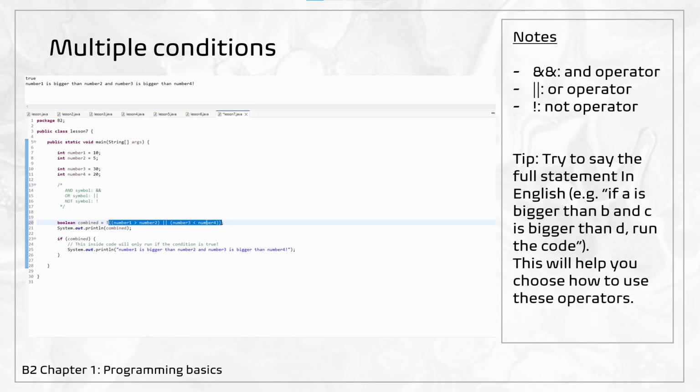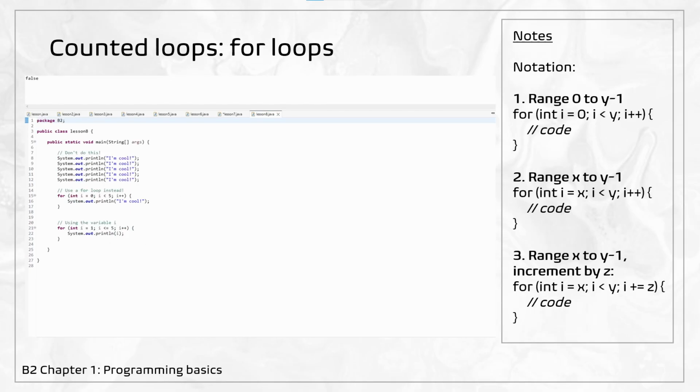So because this is true, and we put the not symbol over here, that means that this will become false. What if we wanted to repeat a block of code a set number of times? Instead of pasting the same block of code repeatedly like this, you can use loops.